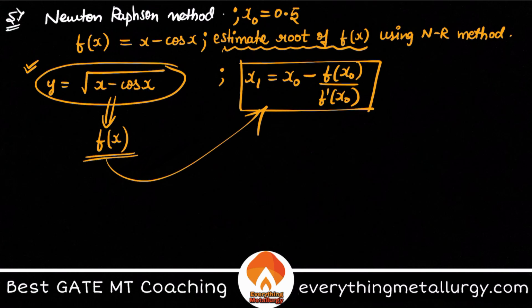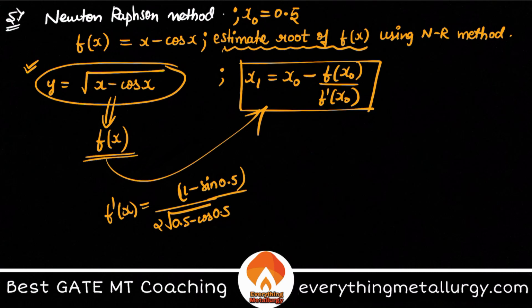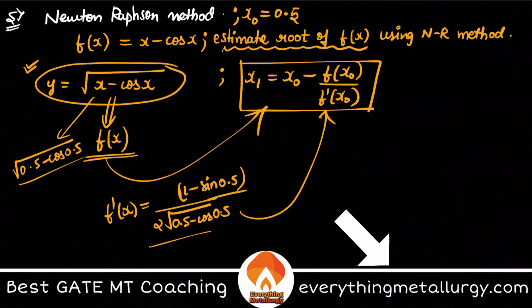What would be your f dash? f dash of x will be 1 by 2 root of (x minus cos x) into (1 plus sin x). I directly put in the 0.5 value, and f of x naught is just root of (0.5 minus cos 0.5). Use these two, put them in, and you get the x1 value. And this is an important thing: the question should be read well. If you hurry by just looking at the first sentence, you are trapped. Carefully study all the questions and then proceed.